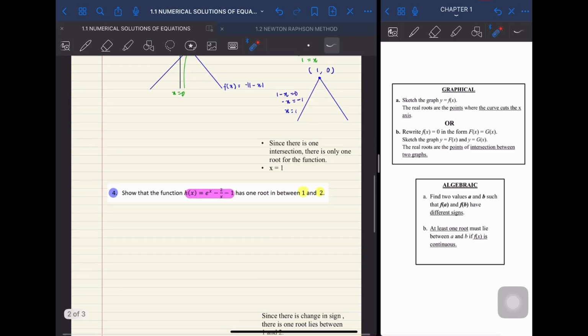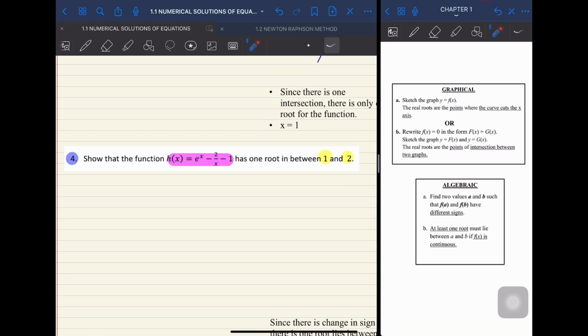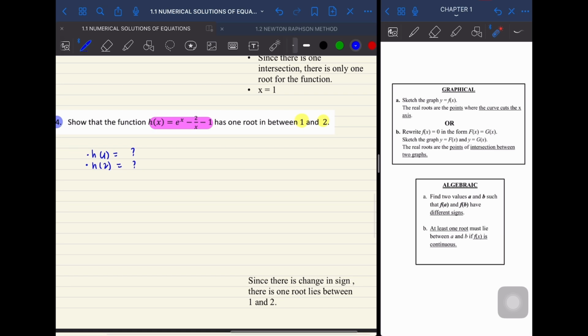Alright. Okay, number 4 is also simple because you can directly use the algebraic method. You need to substitute the two values which are already given, and then check the two values that you get, whether they have different sign or not, and then you can make a conclusion. Since there is a change in sign, there is one root that lies in the interval 1 and 2.